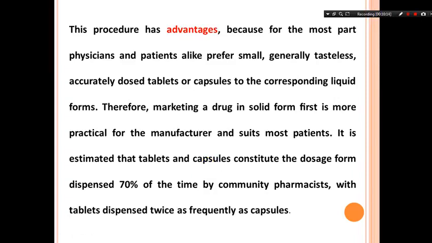فلهذا يعني when you come to formulate or design a dosage form, you should keep in your mind that tablet and capsule or any solid dosage form is preferred over the liquid dosage form.